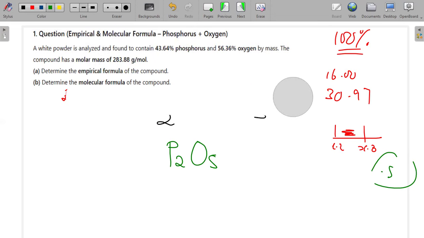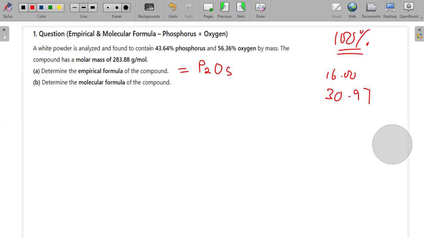All right, so we found the empirical formula. So let's write it here. So P2O5. That's my empirical formula. The next thing is to find the molecular formula. Okay, so it's not hard. I just have to find the empirical formula mass. So empirical formula mass, it will come from this.